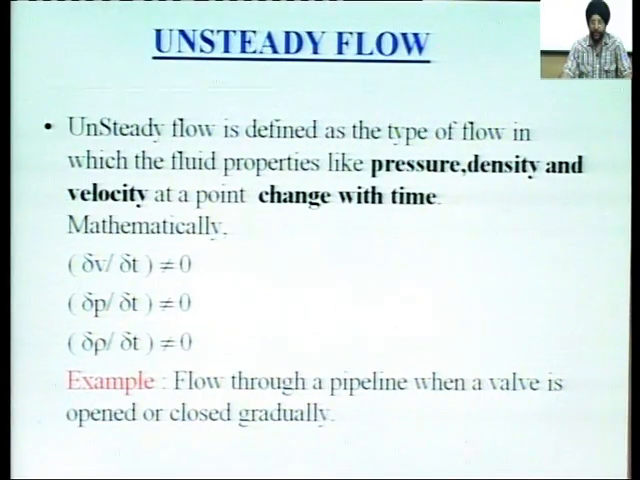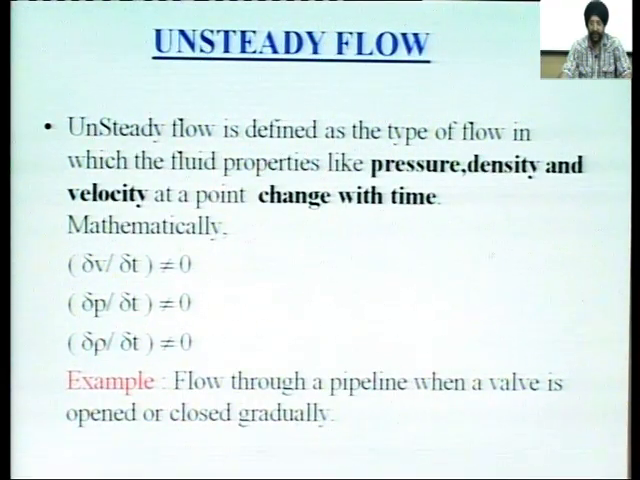Coming to the unsteady flow. The unsteady flow is defined as the type of flow in which the fluid properties like pressure, density and velocity change with time. It is just the opposite of steady flow. All these properties are changing with time. So mathematically we can write delta V upon delta T is not equal to 0, delta P upon delta T is not equal to 0, and delta rho upon delta T is not equal to 0. All these three properties are changing with time.